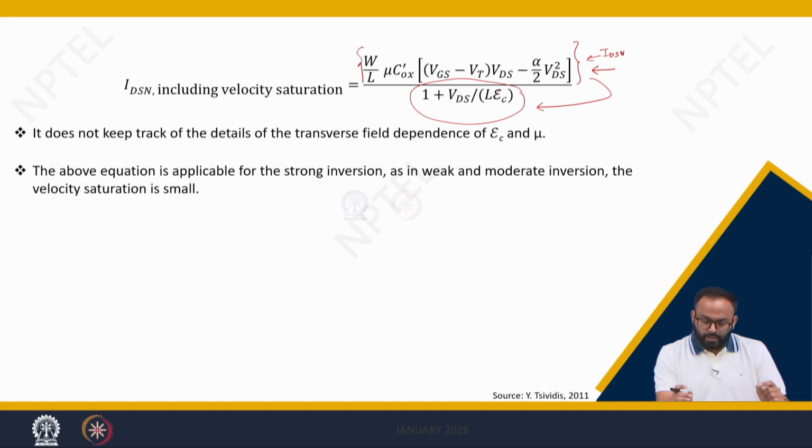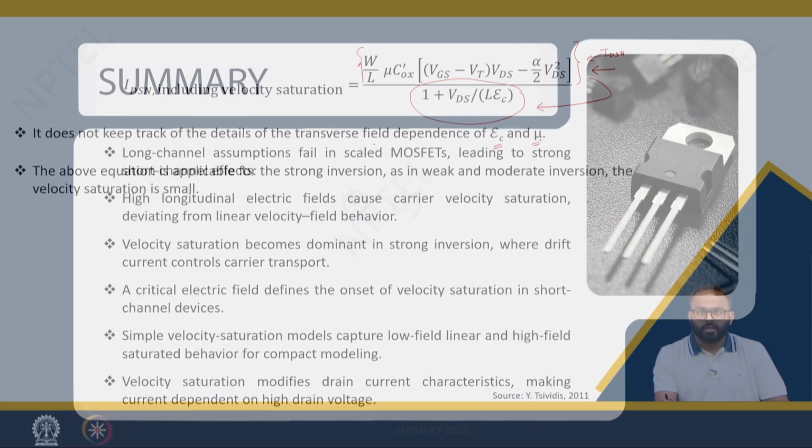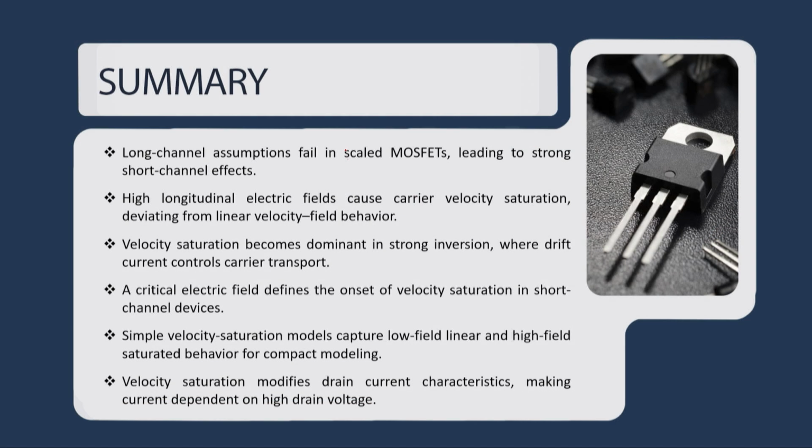Strictly speaking, this equation does not keep track of transverse field dependence parameters such as Ec and mu, right. The second is that the above equation is only applicable in strong inversion, because in weak inversion the dominant phenomenon is diffusion, not the drift. Now, let me summarize this lecture.